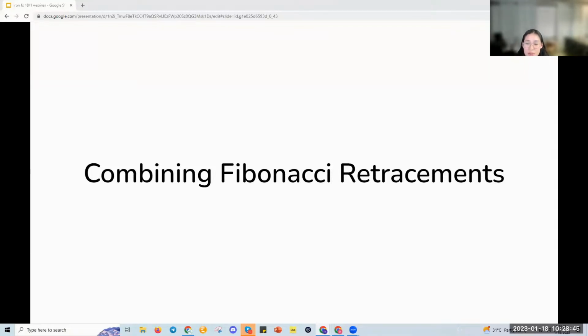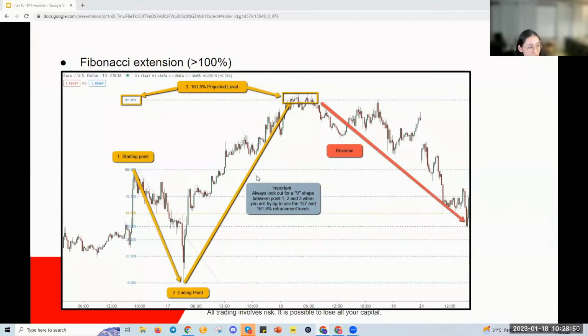How do you expect that it will go to 161 and not 127? As I mentioned earlier, 127 would be perhaps around this area. So you might want to wait for price to break through the 127 level before going in for the trade at 161, because at the 127 level, it could reverse or break through. So you want to wait for it to break through before going in for the trade at 161. Does that make sense?